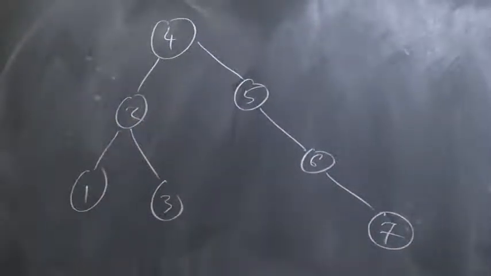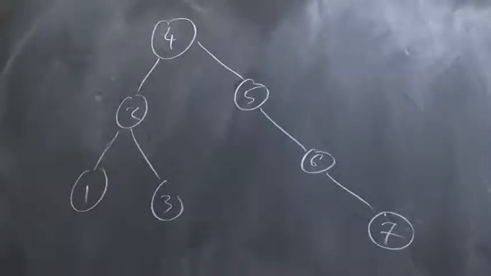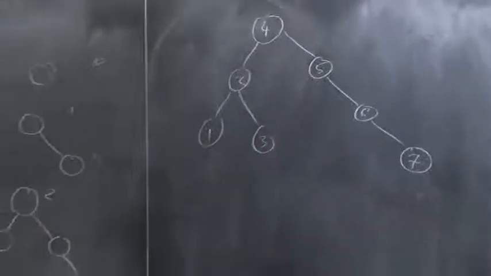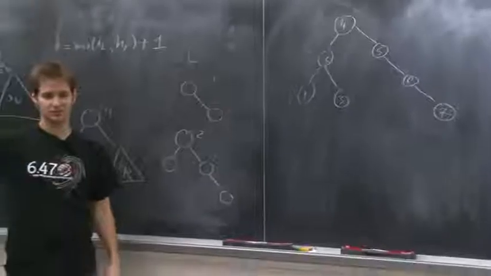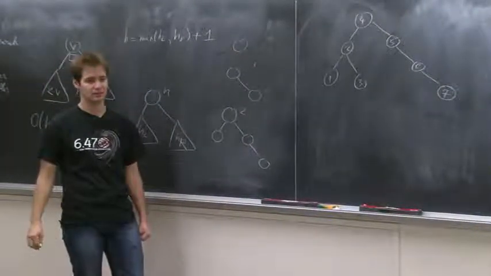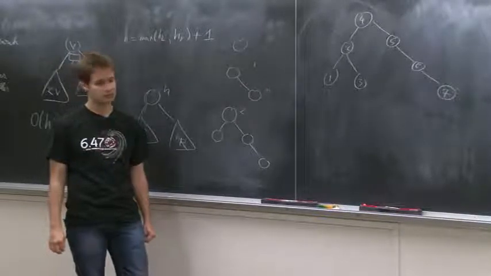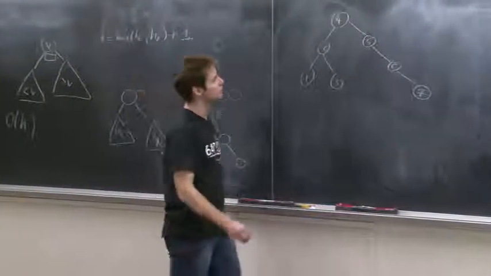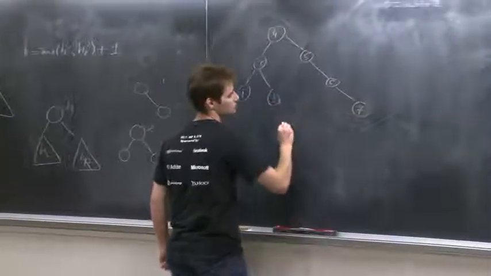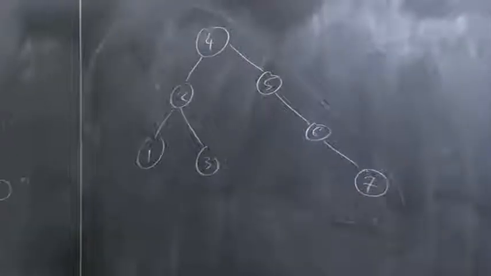Is this guy an AVL? Okay, does anyone think it's an AVL? Does anyone think it's not an AVL? Can one of you tell me why? The tree with 5 as its root is not balanced. Okay, so this guy here is not balanced. Why is it not balanced?